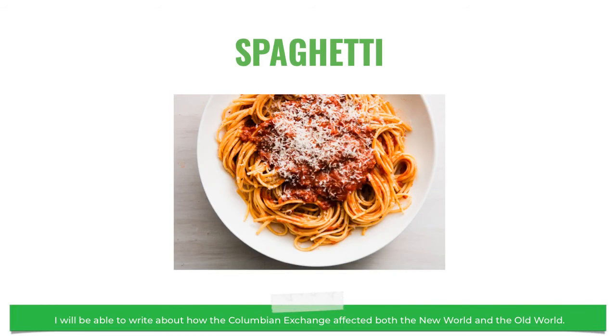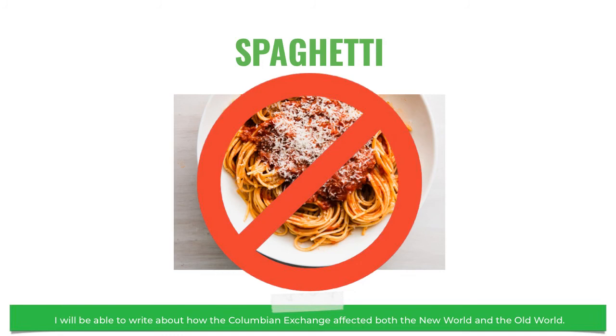Okay, spaghetti. What about spaghetti? Would you have been able to eat this in 1491? If you said no, then you are correct. If you were living in Europe, you would not have had tomatoes. So you wouldn't have had that delicious tomato sauce, spaghetti sauce on your spaghetti. So that's not really spaghetti. It's just noodles. You could have had noodles. And if you're living in the Americas, you wouldn't have been able to have the noodles because you wouldn't have, again, the wheat.